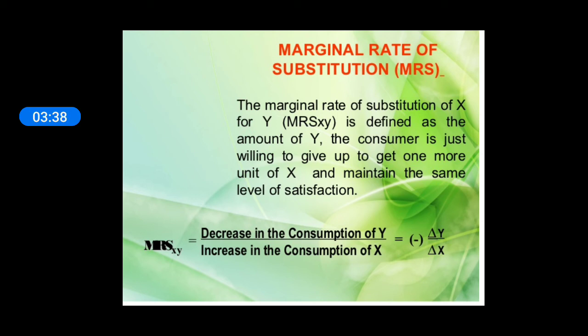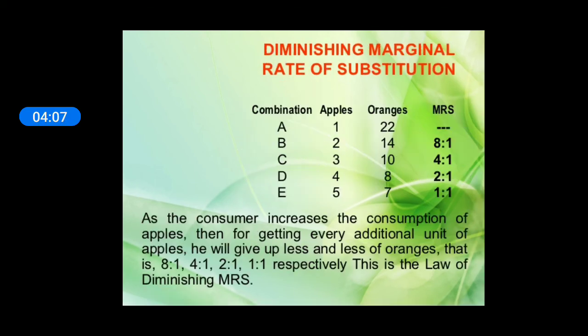So the marginal rate of substitution of X and Y is decreasing in the consumption of Y commodity by increasing the consumption of X commodity. We can define it as the change in Y commodity by the change in X commodity, and the slope is always negative, because if the consumer wants to increase the consumption of one commodity, then he has to decrease the consumption of another commodity so that he can get the equal level of satisfaction from every point of the indifference curve.